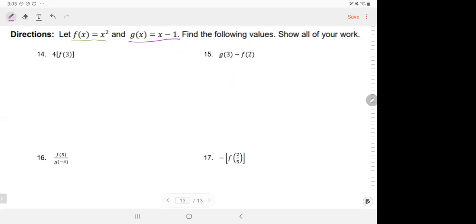So now it's really important to pay attention to, am I plugging this in for the function g, or am I plugging this in for the function f? So for g of 3, I would plug in, g of 3 would be 3 minus 1, and that would just give me 2.